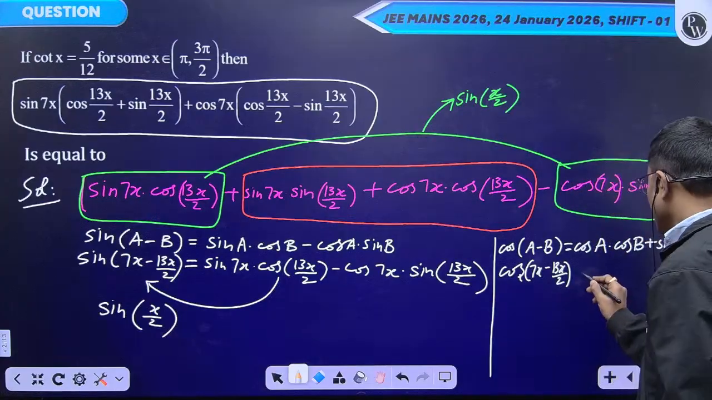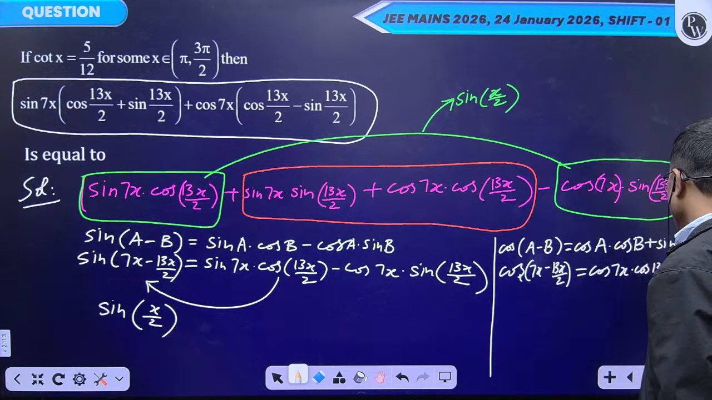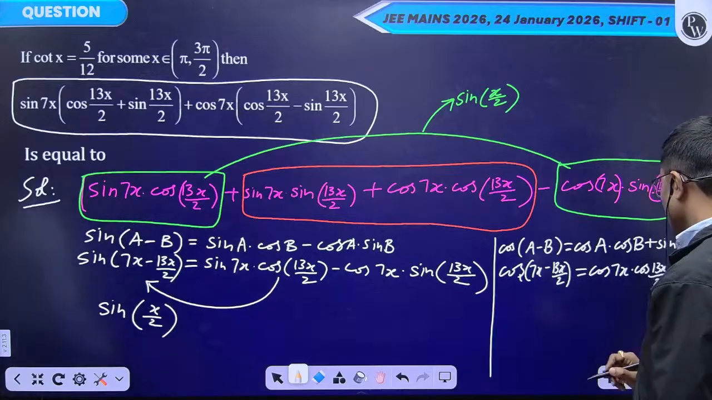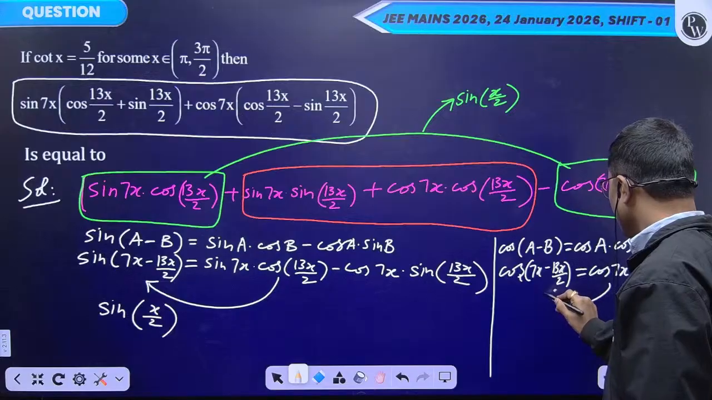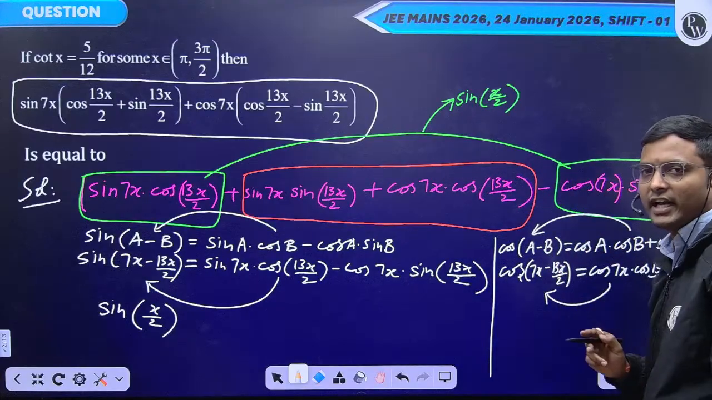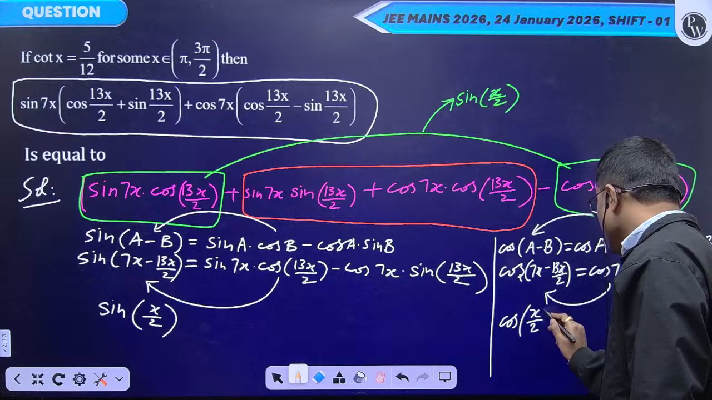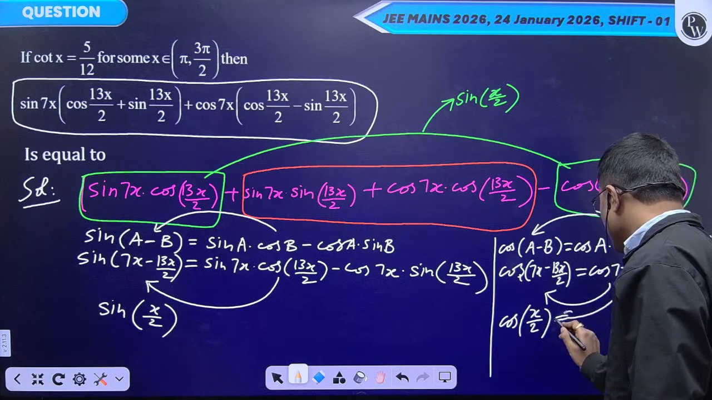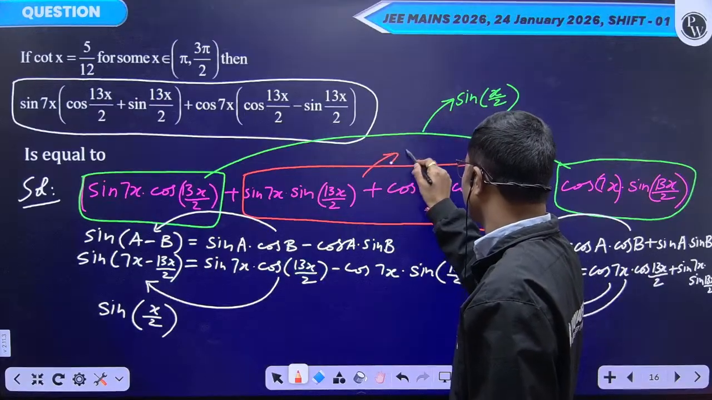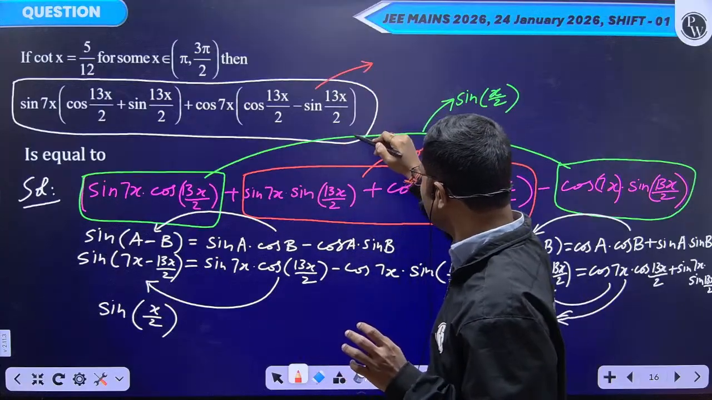This is cos 7x into cos 13x by 2 plus sin 7x into sin 13x by 2. So we are using the formula from right to left. In general we use it from left to right, but here we are using it from right to left. So what do I get? Cos of, after taking the LCM, 14x minus 13x, that is x by 2. So we can replace this red marked expression with cos x by 2. So we have simplified this big expression into a simpler form.